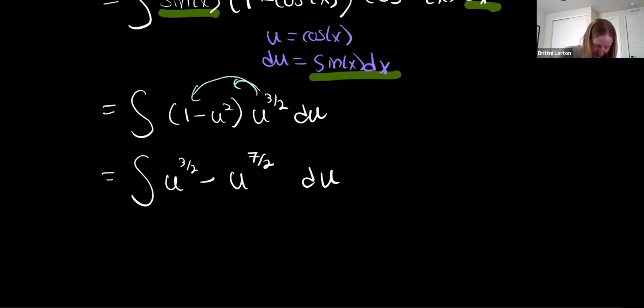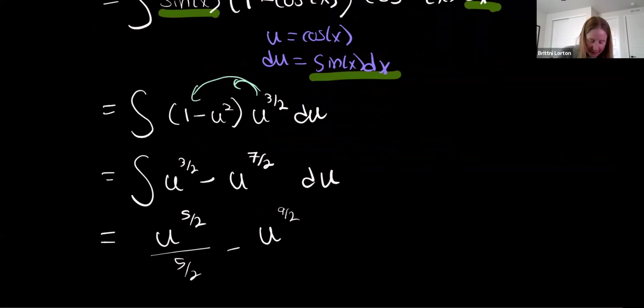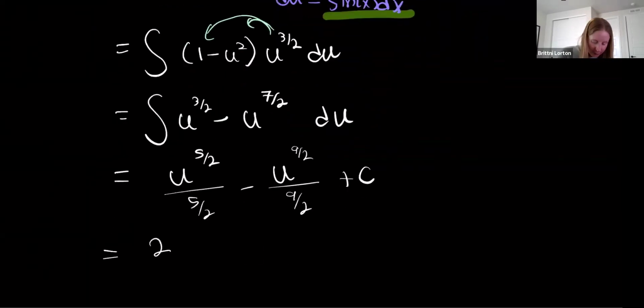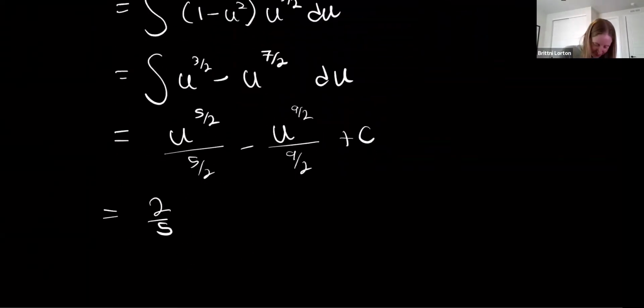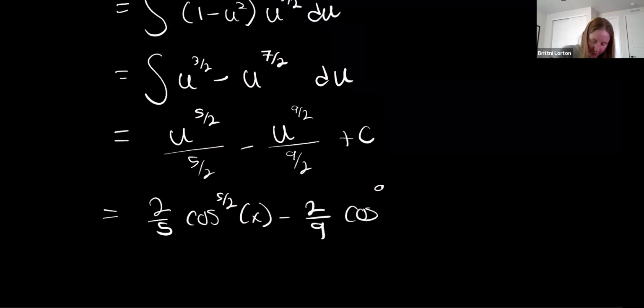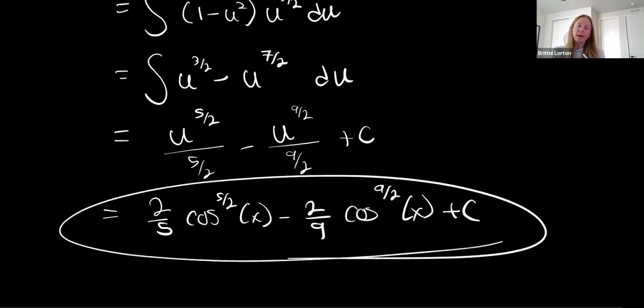Yeah, all right, so then I can integrate. So then this will become add 1 to the power, so u to the 5/2 divided by 5/2 minus u to the 9/2 divided by 9/2 plus c, and then I replace my u. So 2/5, I can't remember what my u is. It looks like it was cosine. So 2/5 times cosine to the 5/2 of x minus 2/9 times cosine to the 9/2 of x plus c. Ta-da!